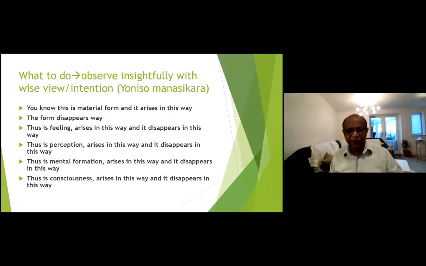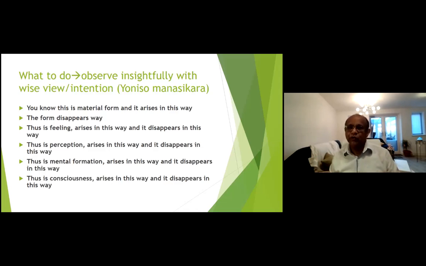Okay, then perception. So then you're trying to say it's a cute baby. Why do we say that? Because it arises and it disappears. So please be aware of how it arises and how it disappears. And then mental formation is also the same.